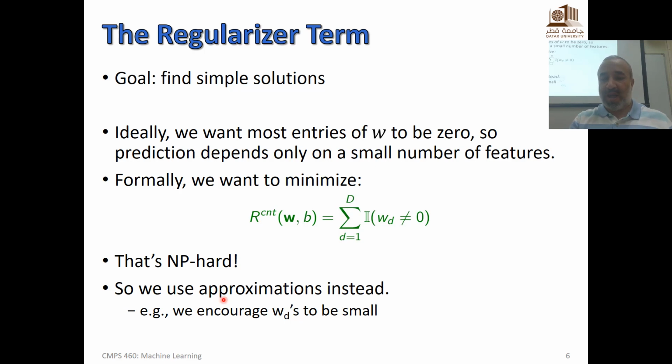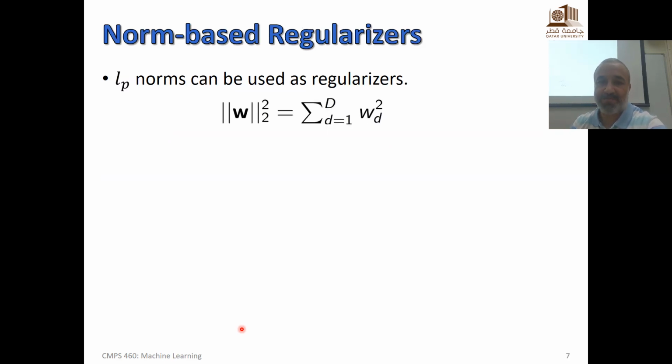So the goal now is not to get many of them to be zeros. The goal now shifted to something close, which is to get many of them to be small. So we want to encourage the weights to be small. That's the goal now. Let's see how we can do that. We will use what we call norm-based regularizers.